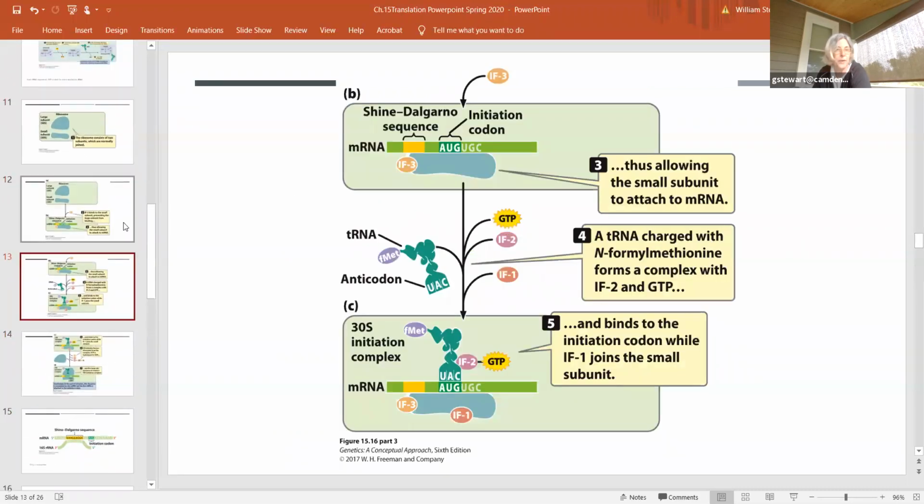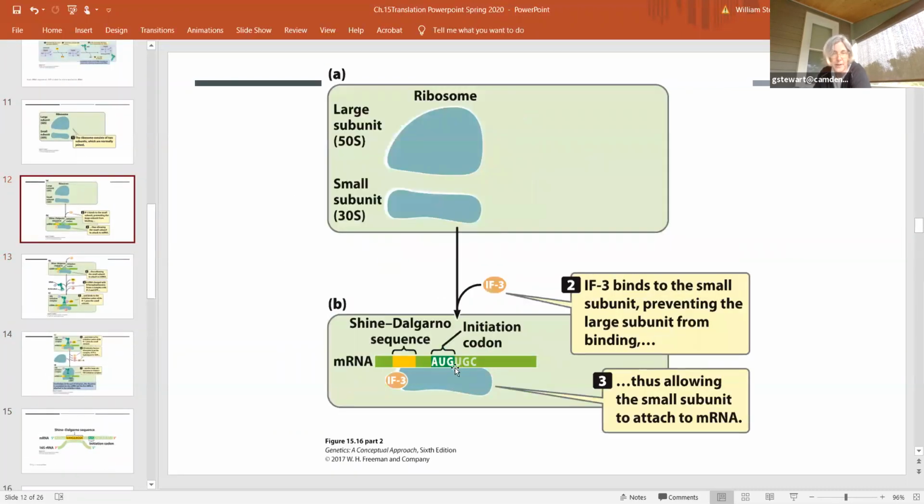Okay, so we're in a bacteria. Here's the messenger RNA binding to the small subunit of the ribosome. It's going to bind so that the Shine-Dalgarno sequence is over what will be the E site, and the AUG initiator codon is going to be lined up with the P site when the large subunit comes down.